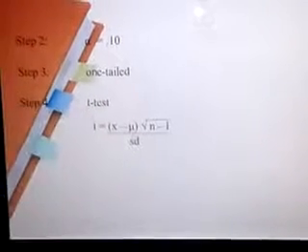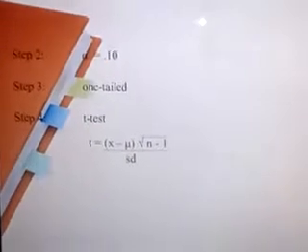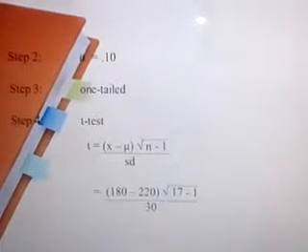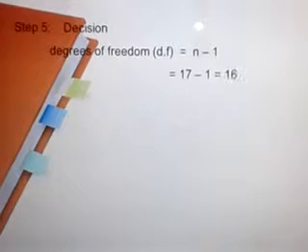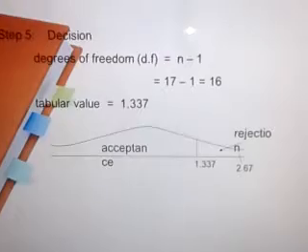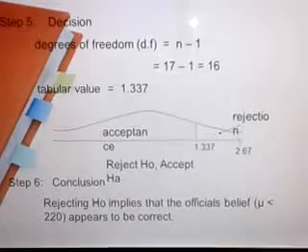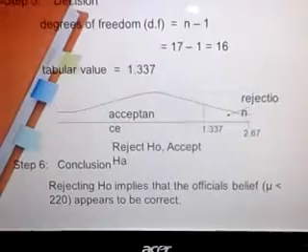So using this formula, x mean minus population mean, multiplied by the square root of n minus 1 over standard deviation. So our t will be 2.67. Then the decision: our tabular value is 1.337. Conclusion: rejecting the null hypothesis implies that the officials' belief that the population mean is less than 220 appears to be correct.